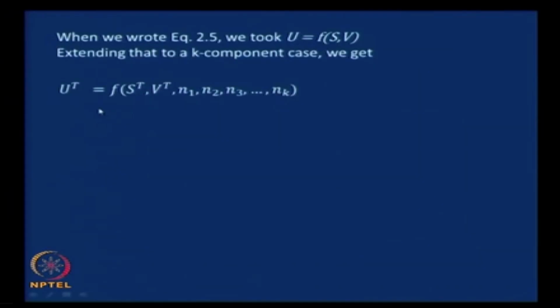This U as a function of S and V that we took to write equation 2.5 was limited to a single component system or a pure substance. Now we are extending this to a k component case. Since it has k components, it has to be indicated by the total internal energy, and let us say that this is a function of entropy, total volume, and since it is a multi component system, it will definitely depend on the number of moles of each component present, and we are taking k components to be present. So N1 number of moles of the first component, N2 number of moles of the second component, and so on till Nk number of moles of the kth component. We will call this equation 2.9.